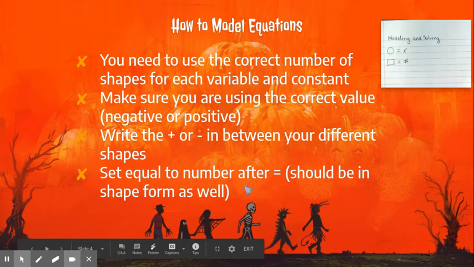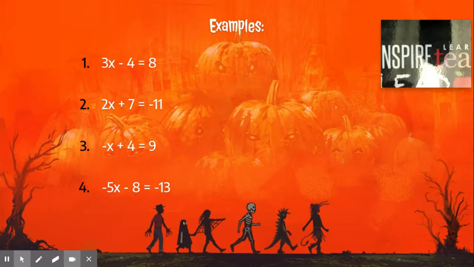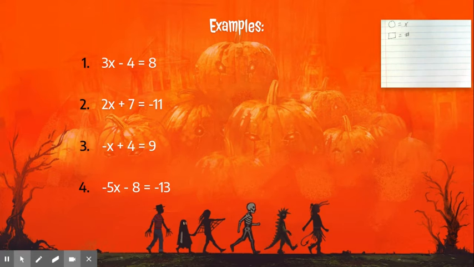Okay, so let's do some examples. Number 1: 3x minus 4 equals 8. If my x's are circles, then I'm going to have 3 circles: 1, 2, 3. And then we're going to do minus 4. If that's minus 4, that means these are -4. So I'm going to do 1, 2, 3, 4, and these are going to be negative ones.